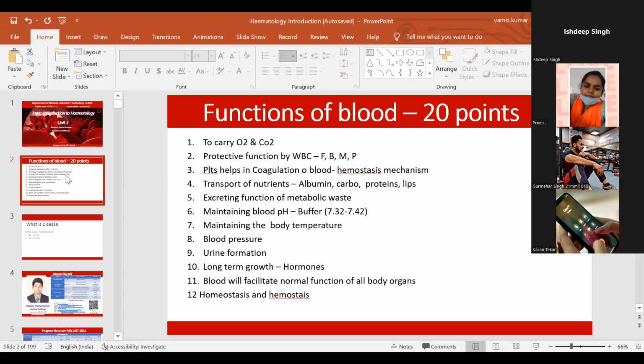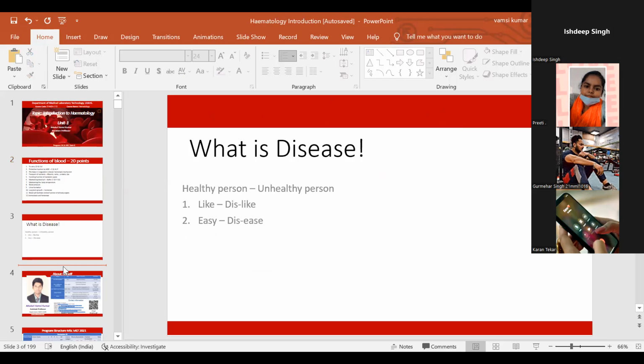By this simplest thing, we can understand the vital role that blood is doing to our body. We can even say that blood is the fluid of life. Without blood, we can't survive. So blood can be stated as the fluid of life. So this is all about the blood.